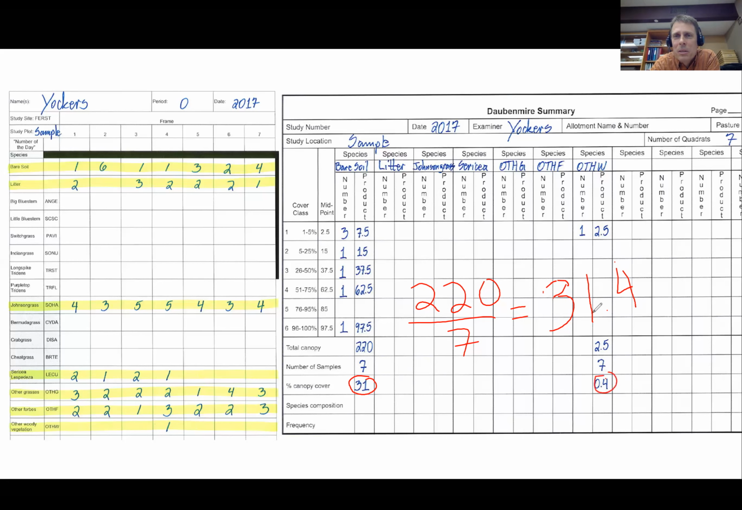So now what I'd like you to do is just take a moment to go through and tally up the cover classes that you had for all the other species here that we had. Then do the product, multiplying the cover class times the midpoint, and then add those up and get the total canopies for each. Divide all those by 7, and get the percent canopy cover for all of those. Okay, so pause this for a little bit, and then we'll move on.